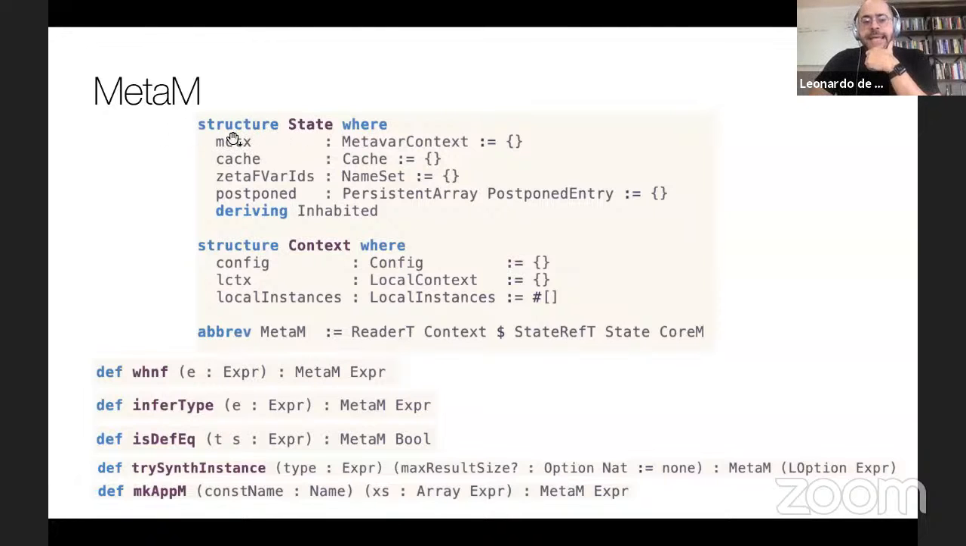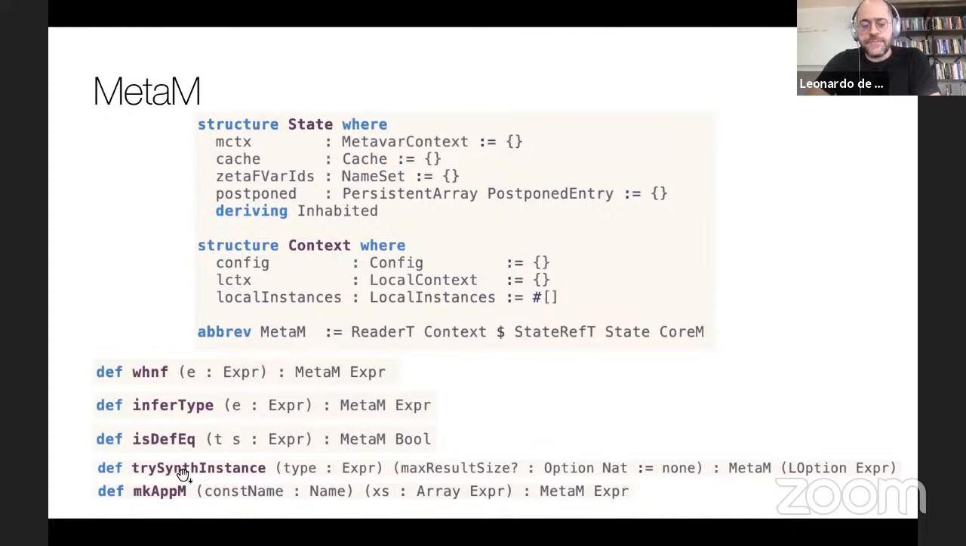In MetaM, you have the metavariable context. A metavariable is basically a hole, you can imagine, that has a type and a local context. This data structure contains all holes in your context. You have the cache, you have a local context, local instances for type classes, and so on. The main methods that this monad provides: weak head normal form. You can infer the type of an expression. You can check if two expressions are definitionally equal or not. You can try to synthesize a type class instance.